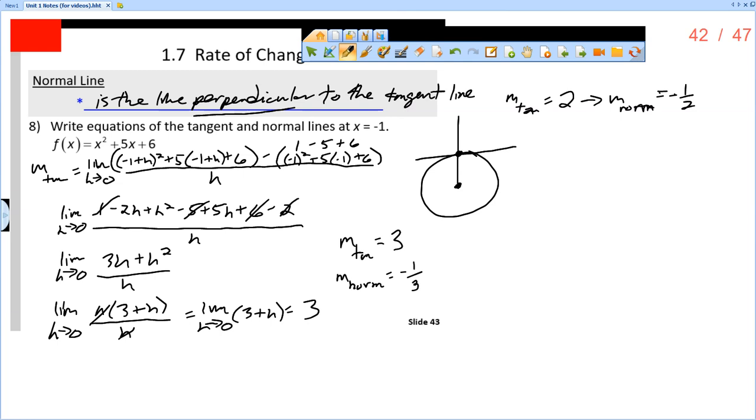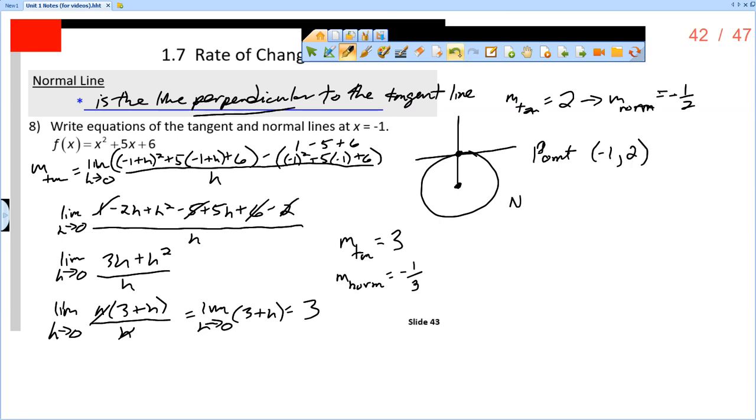Now, in order to write the equation of a line, I need two things: a point and a slope, right? So we have to find the point. The first thing we do is look at the x value, which is -1. And then the y value, the function value, is f of -1, which we actually did up here, which is 2. So the point is -1 comma 2.